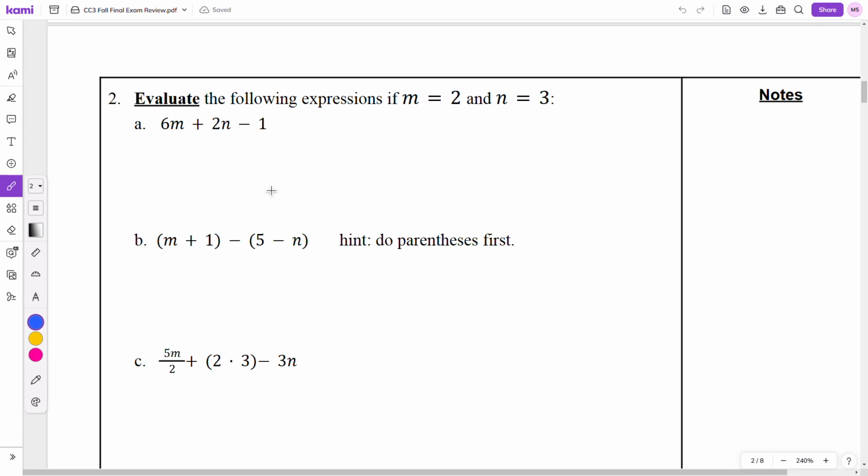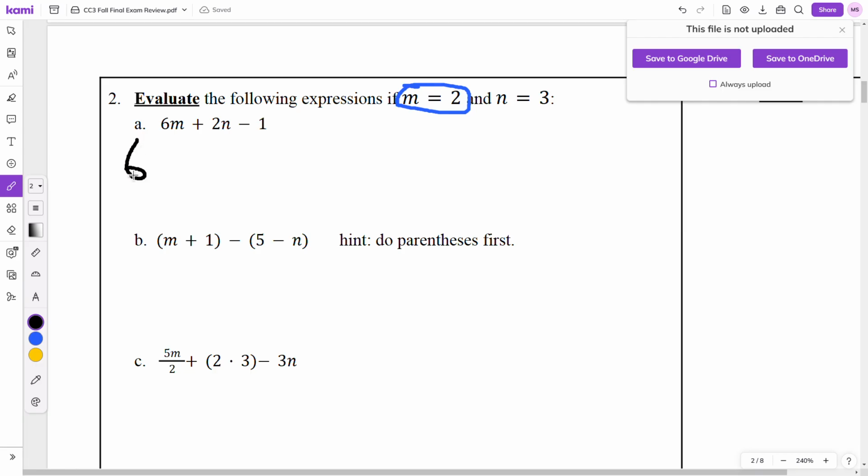Number 2, you have to substitute in these numbers for these variables. So the m is going to be 2. Remember that this is multiplication, so put those parentheses. And the n is going to be 3, as it says here. So this is 6 times 2 plus 2 times 3 minus 1.